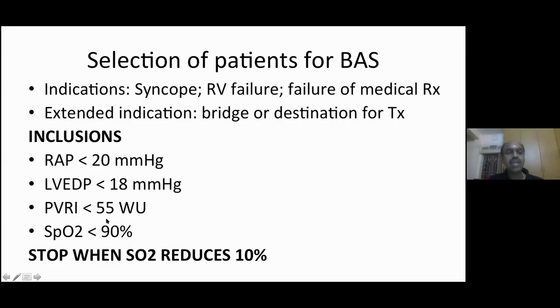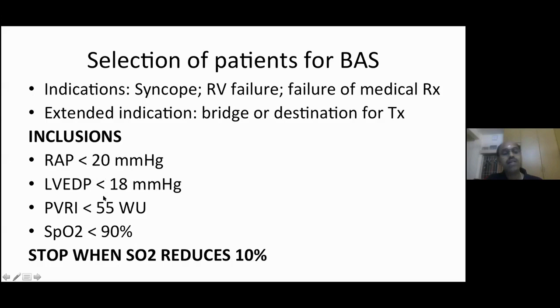PVRI should be less than 55 Wood units and saturation should be, sorry, this is not less, this is more than 90%. What is the basic reason? If your RA pressure is more than 20 millimeters of mercury, there will be abundant right to left shunt leading to very profound hypoxia, and these patients can have procedural morbidity and mortality.